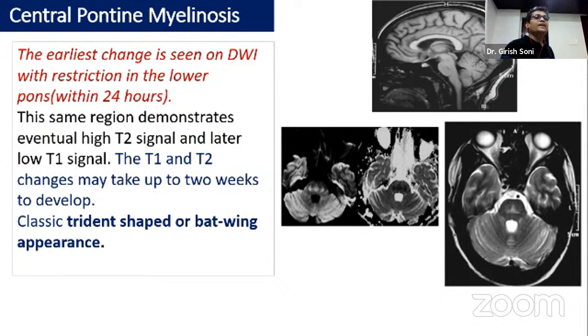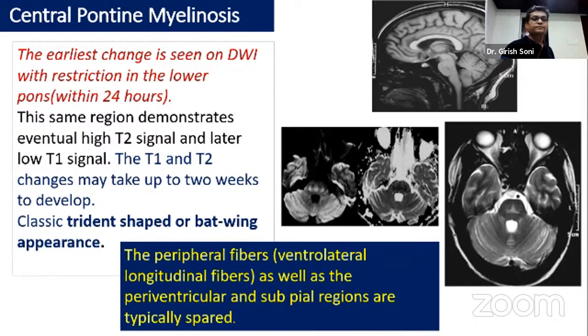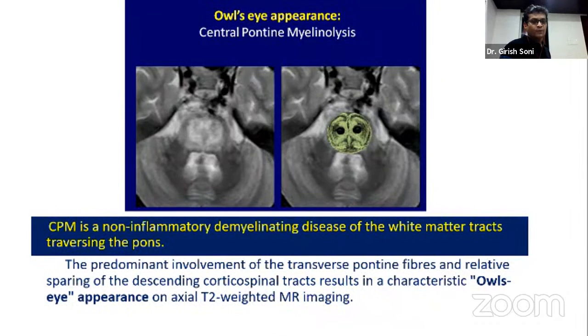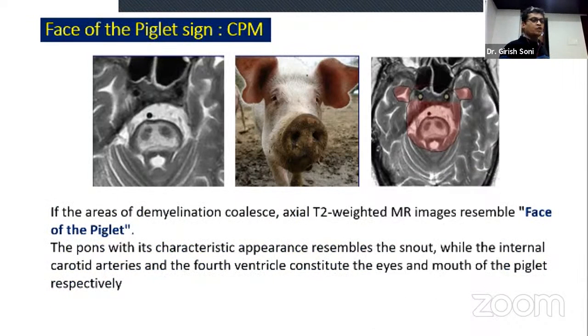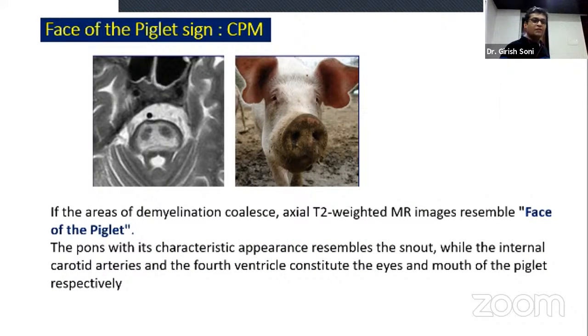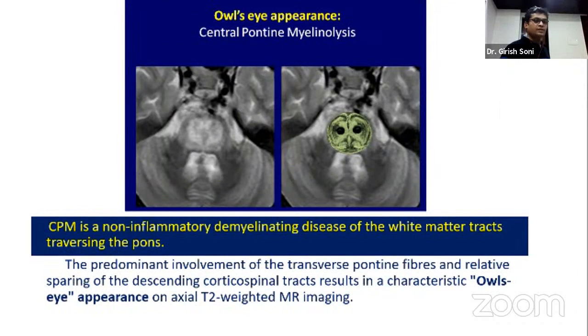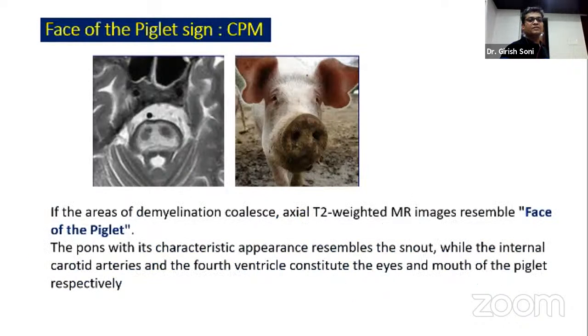The other change that we can see in CPM is owl eye appearance, because of sparing of the descending pyramidal tract and because of affection of only transverse pontine fibers. Owl eye appearance or face of piglet appearance. It will be associated with PSP-like features or prominent pyramidal features, prominent Parkinson's signs, and the recovery will be slow with owl eye appearance or face of piglet appearance.